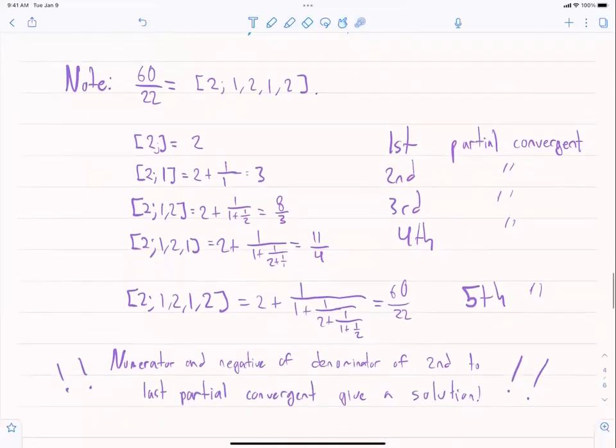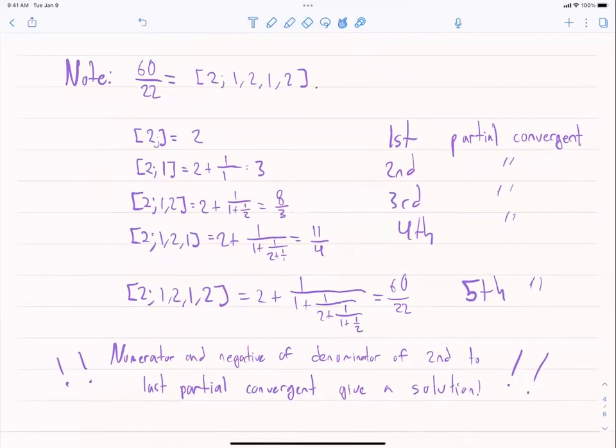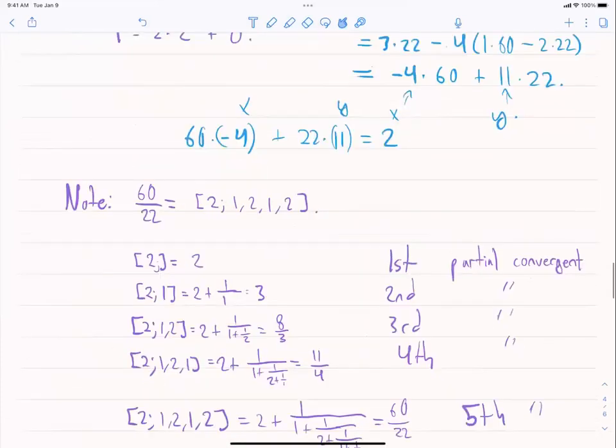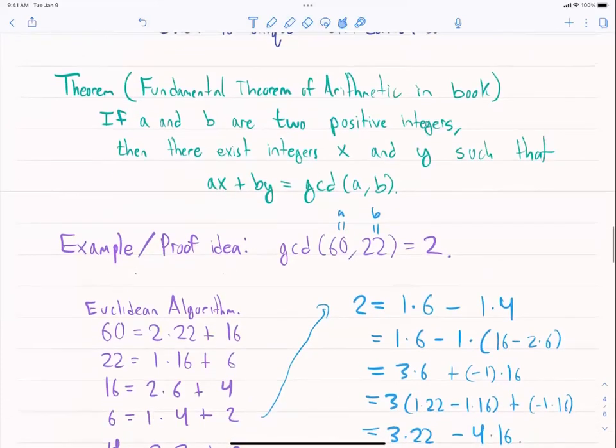I won't explain this any further, but it's a fun thing for you to think through why this works. It's a convenient trick to know, because if you've already computed the partial convergents, you can use that to find the solution without having to go back and unfold the Euclidean algorithm again. Okay, great. So we've more or less established the fundamental theorem of arithmetic. Now I want to explain how to use this to justify unique factorization.